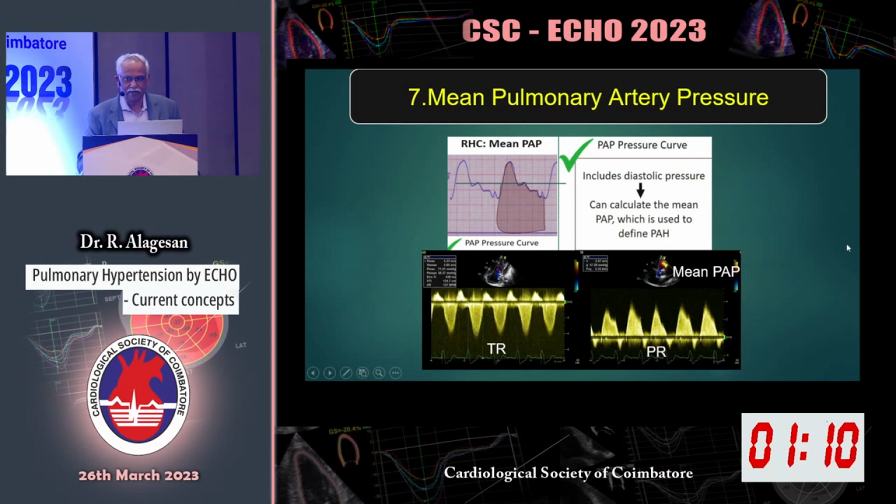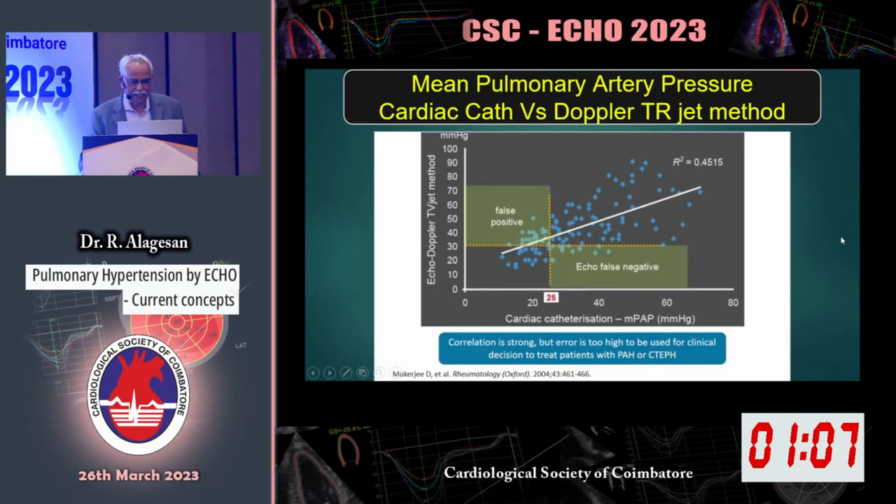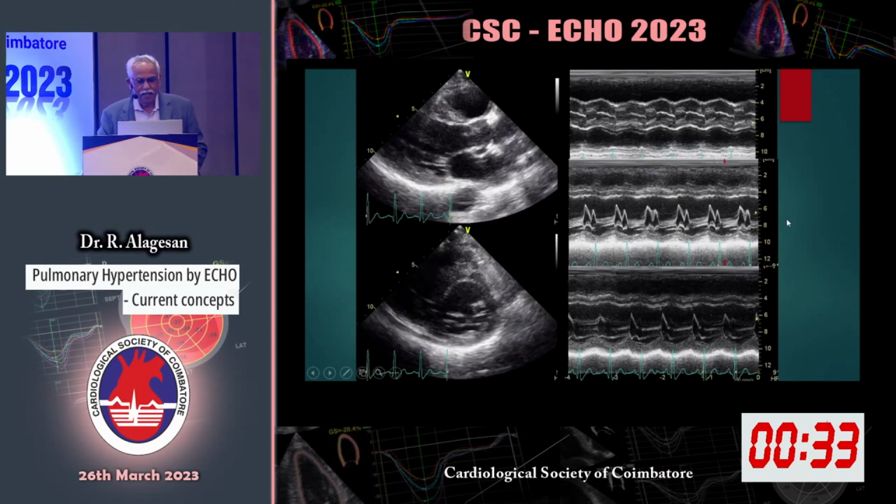correct, and the exact pressure, if you want, has to be obtained by cardiac catheterization. This is a correlation between the pulmonary artery pressure obtained by Doppler compared to the cardiac catheterization. You can see there are some false negatives and also false positives. But most of the time, it correlates with the pulmonary artery pressure. Even though we cannot exactly measure the pulmonary artery pressure, systolic, diastolic, or the mean pressure, we can definitely come to a conclusion: this patient has got pulmonary hypertension, this patient has not got pulmonary hypertension.